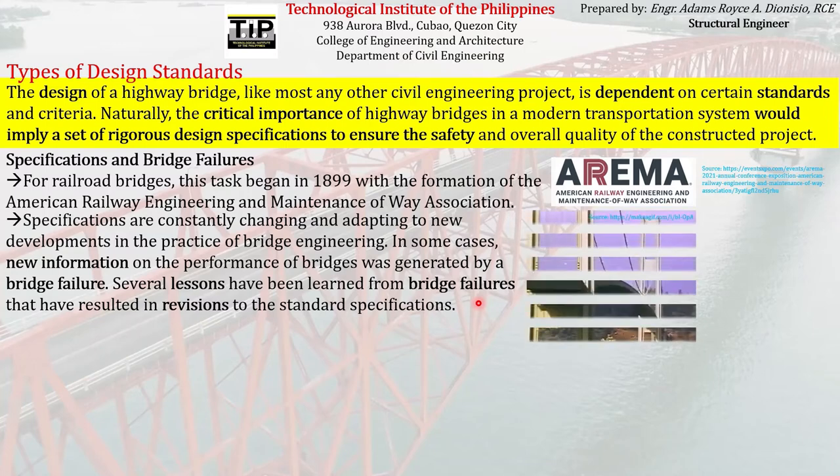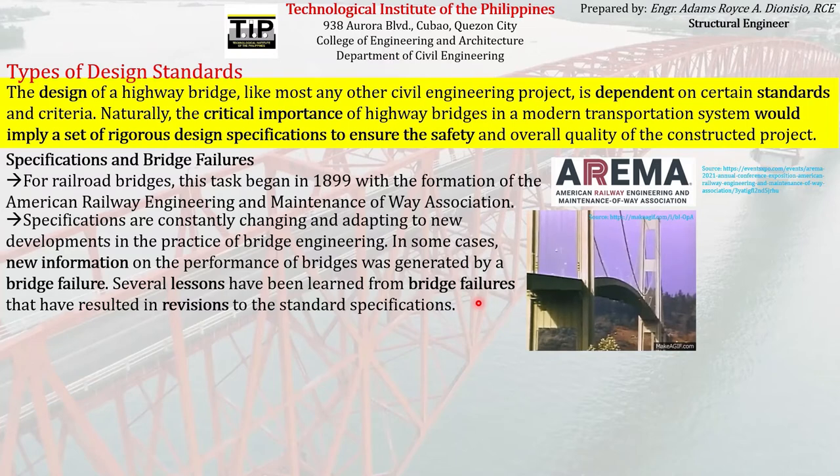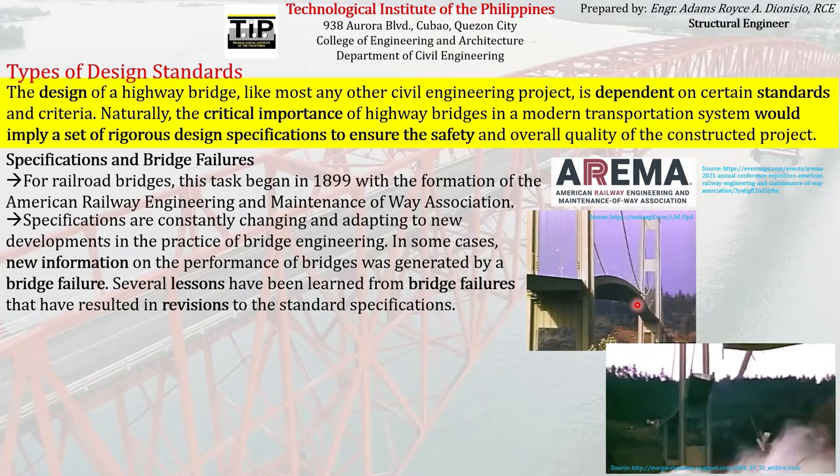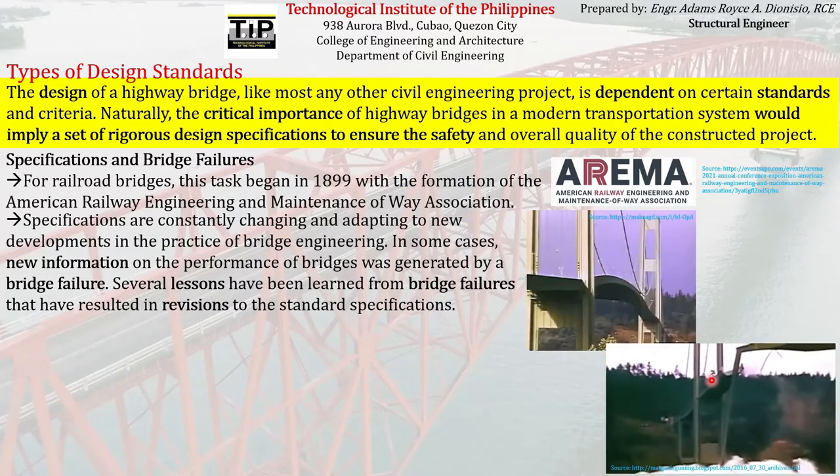So one of the most famous bridge failures that happened in the past was the Tacoma Bridge. So this is the Tacoma Bridge, a bridge that was not perfectly designed to resist swaying. As you can see here on the GIF, the bridge was constantly swaying back and forth, even though there is no vehicle load that was traveling on it. Because of that swaying, it led to the eventual or sudden collapse of the Tacoma Bridge.